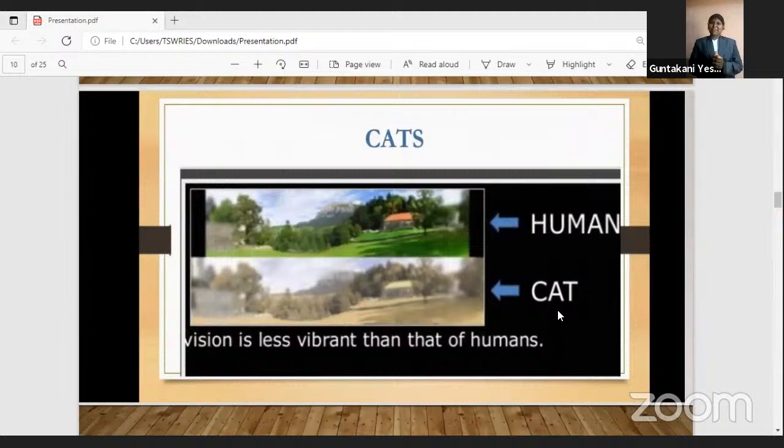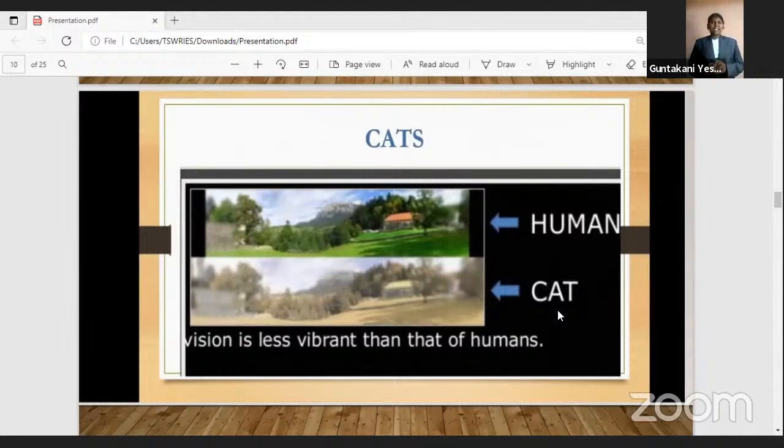Yeah. So let us start from the cute pet called cat. We all love cats, right? So now let us see how this cat sees. If you observe the picture, the cat cannot see orange color, and it can only see the world in blur. Comparing human vision and cat vision, you can see that we humans can see clearly, but compared to us, the cat sees everything blurred.